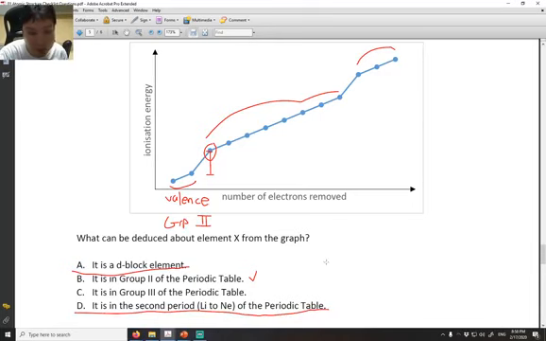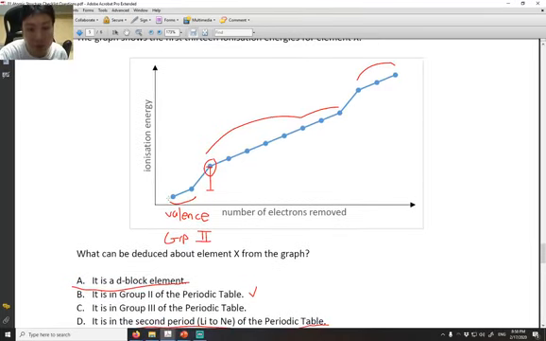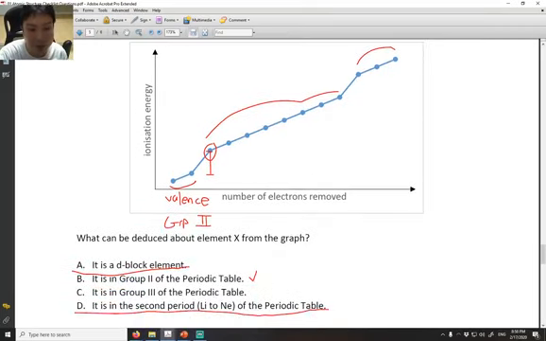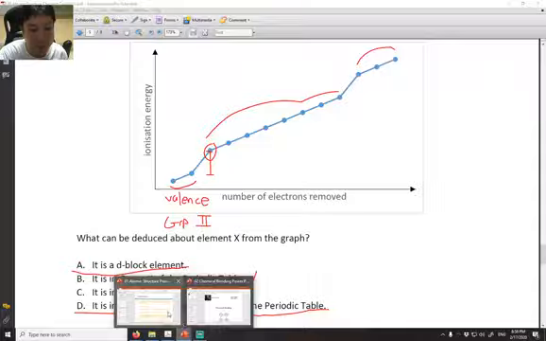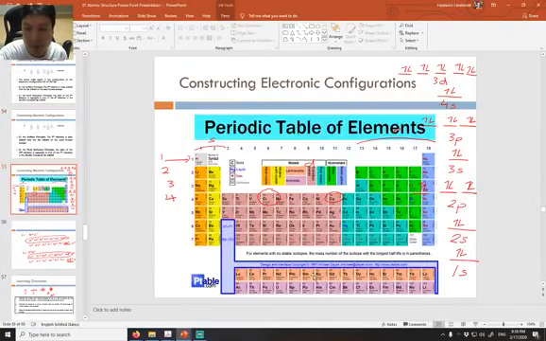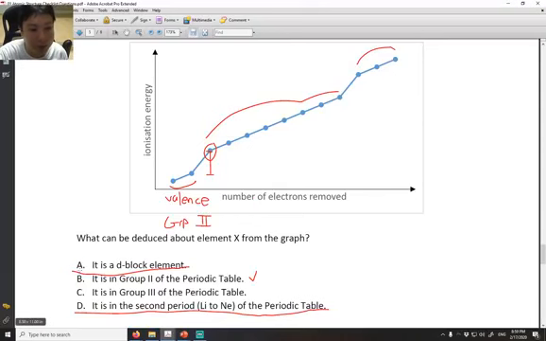It's definitely not in the second period, because from these 13 ionization energies we know that it definitely has more than 10 electrons. If you have more than 10 electrons, it's impossible for it to be in the second period, because if you look at the periodic table here, the second period only extends up to 10 electrons. So if you have 13 electrons, it's minimally from period 3. It's not necessary that it's in period 3, but there's absolutely no way that it can be from period 2. So the answer for this is B.